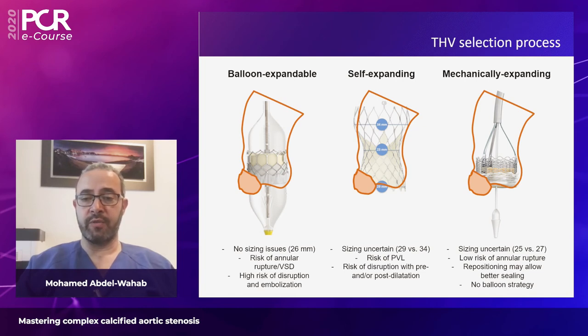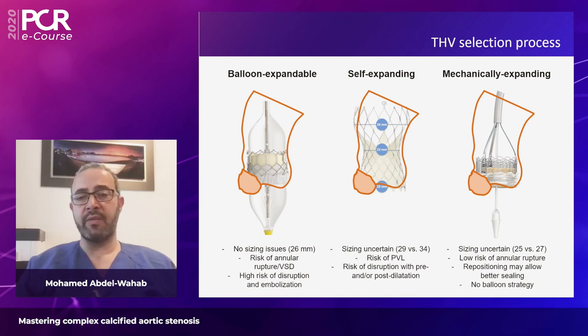considerations about risk of rupture. We have the possibility to reposition, to check the results concerning paravalvular leaks. We could have some sizing issues, because if you measure on the lower range, as we showed, it would be a 25 device. If you measure on the high range, then it would be a 27 device. But again, this is more or less controllable, because you can switch between device sizes.